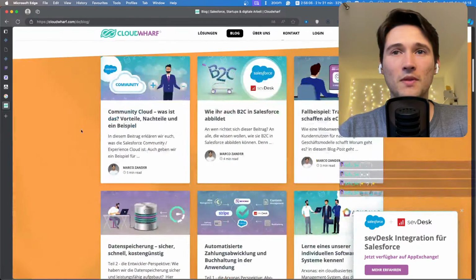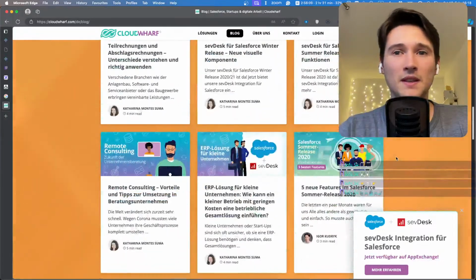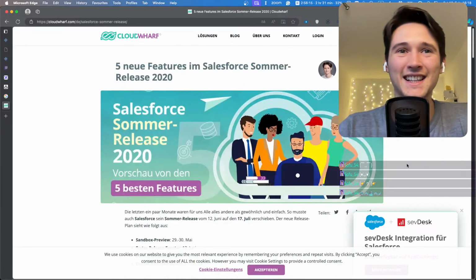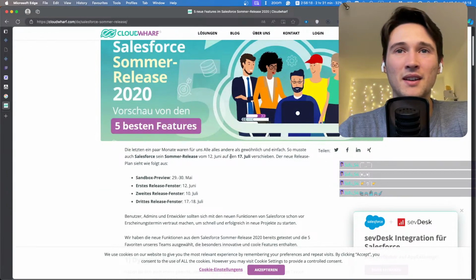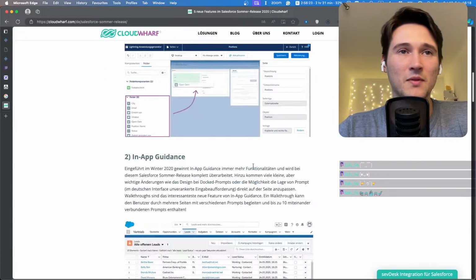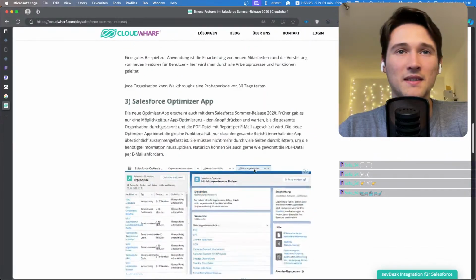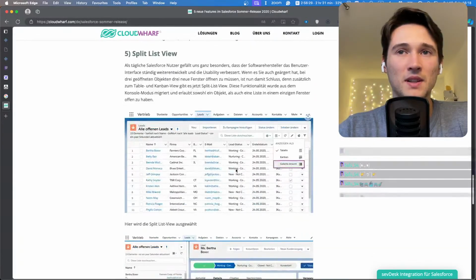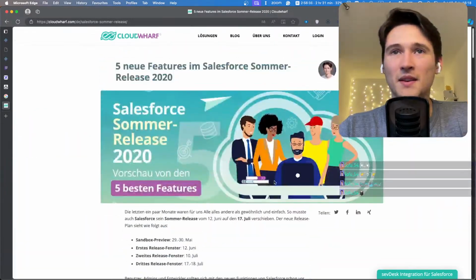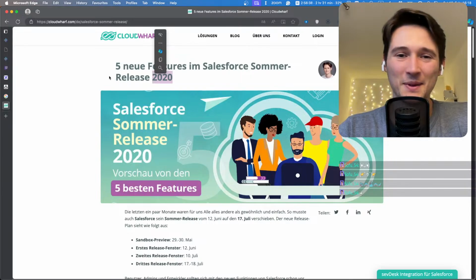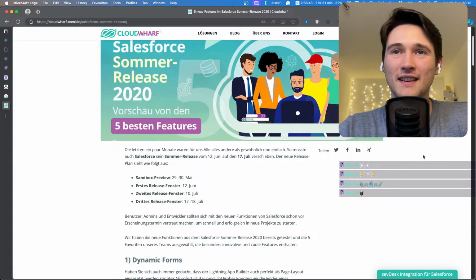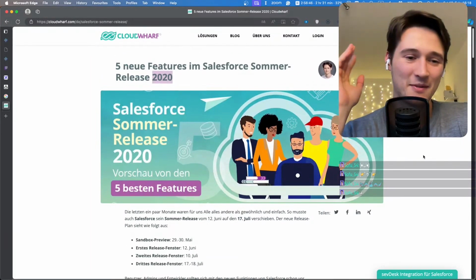Let's switch to German. Maybe they deleted it. Oh, look at this. Igor Kudrik, 3 minutes read. That was when? Do they have dynamic forms, in-app guidance, Einstein, split list view? I don't think that they have here. I want to see. Okay, 2020. So that was the article that I wrote, basically.